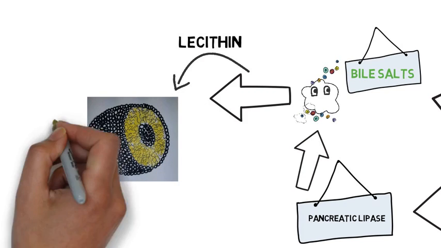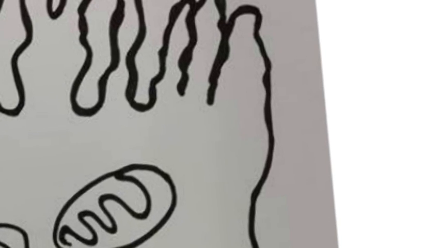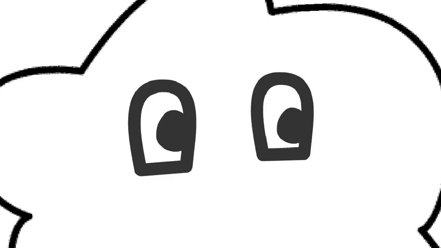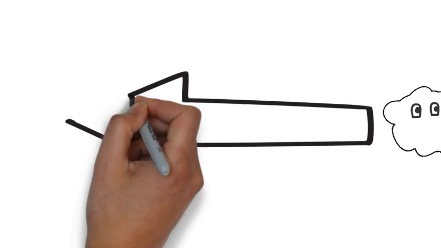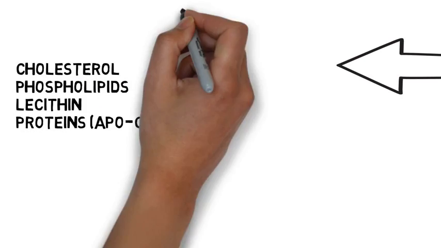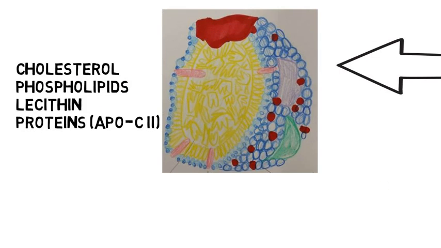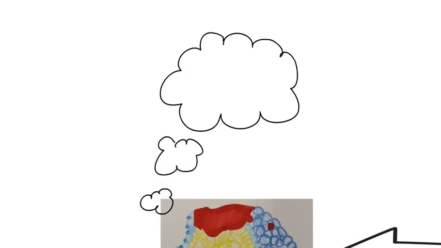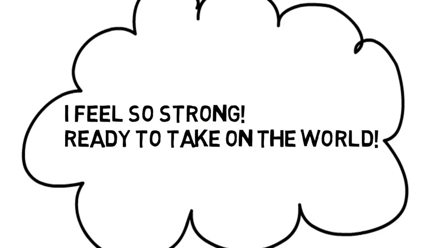Once inside the epithelial cells, monoglycerides and fatty acids enter the endoplasmic reticulum where they are resynthesized back into Tag's real form. Tag combined with cholesterol, phospholipids, and lecithin and coated with certain proteins to form water-soluble structures called chylomicrons. I feel so strong, ready to take on the world!